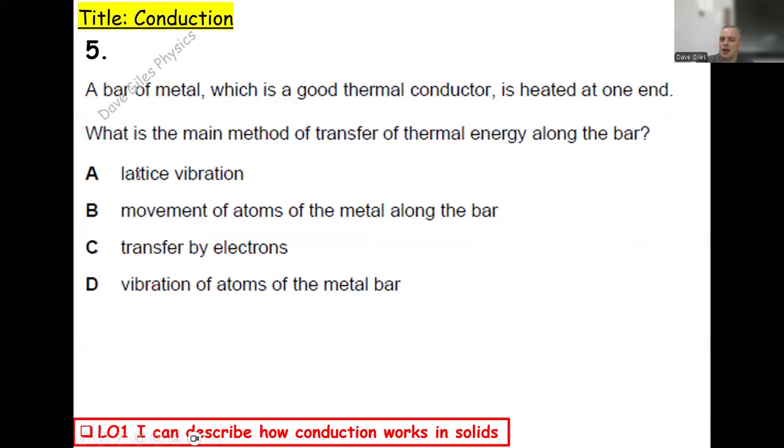Okay, this is a Paper 2 multiple choice question. A bar of metal, which is a good thermal conductor, is heated at one end. What is the main method of transfer of thermal energy along the bar? The main method is the electron movement. So it's C.